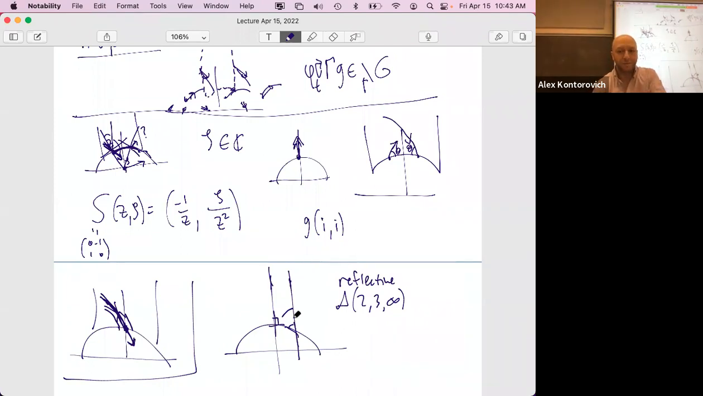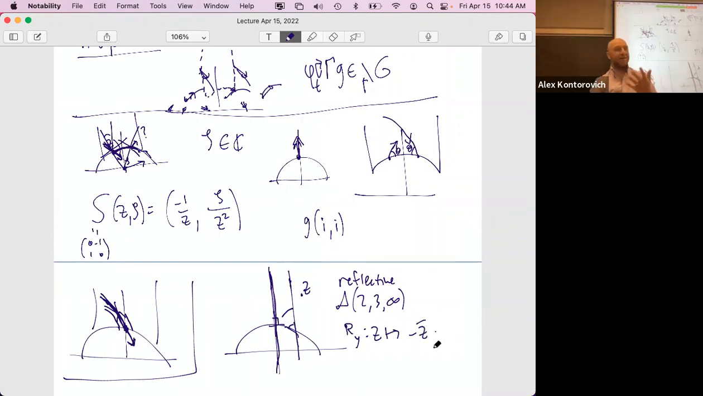Wait, what are the elements of the group? The elements of the group are not elements of SL2Z. So inversion in the y-axis, let's call it reflection across the y-axis. What does it do to a complex number z? If I have z, I need to take it to its real conjugation. So the way to do that is to negate and take the conjugate. So it's negative z bar.